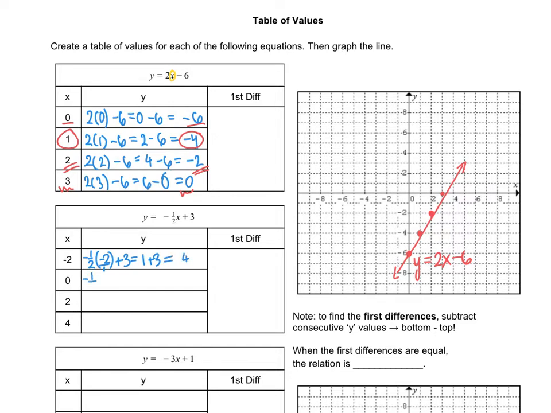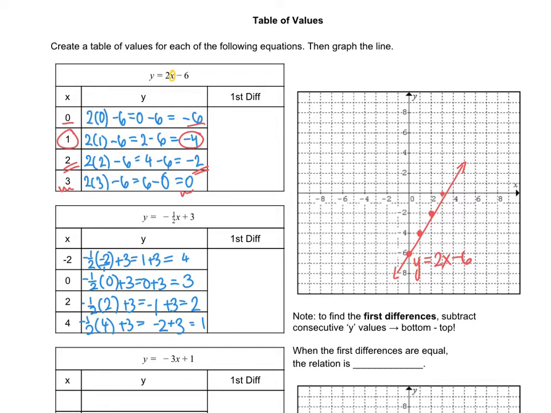For the next one, negative 1/2 times 0 plus 3. Well, 0 times anything is 0. And then when I add on 3, I get 3. Negative 1/2 times positive 2 is negative 1. And when I add 3, I get 2. And finally, negative 1/2 times 4 is negative 2. And then when I add on the 3, I get 1. So I'm just replacing x with whatever I have written in the x column.